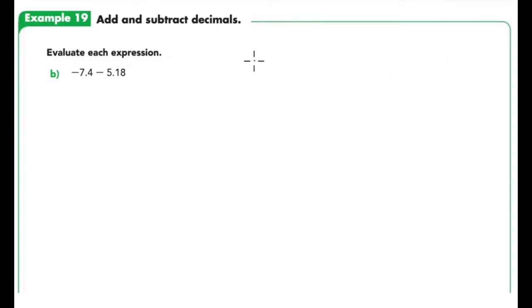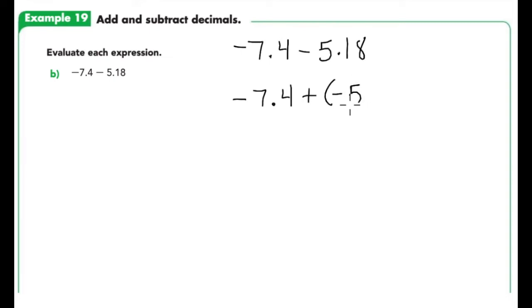Our next example is a subtraction problem, and we had 7 and 4/10 minus 5 and 18/100. That's actually a -7 and 4/10. Our rule for subtraction is to rewrite this as adding the opposite. So this becomes a -7 and 4/10 plus a -5 and 18/100.